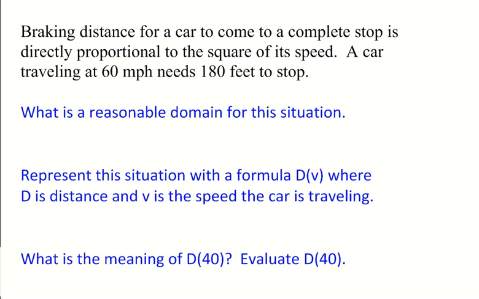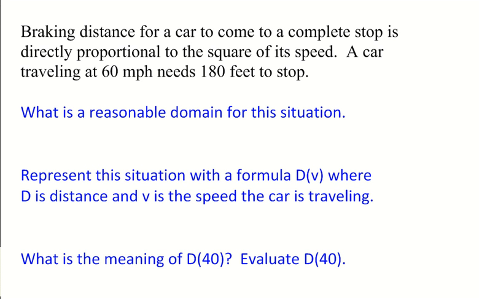All right, so our last example for a function is one that's described using words. So in this case, we've got a situation about braking distance. Braking distance for a car to come to a complete stop is directly proportional to the square of its speed. A car traveling at 60 miles per hour needs 180 feet to stop.